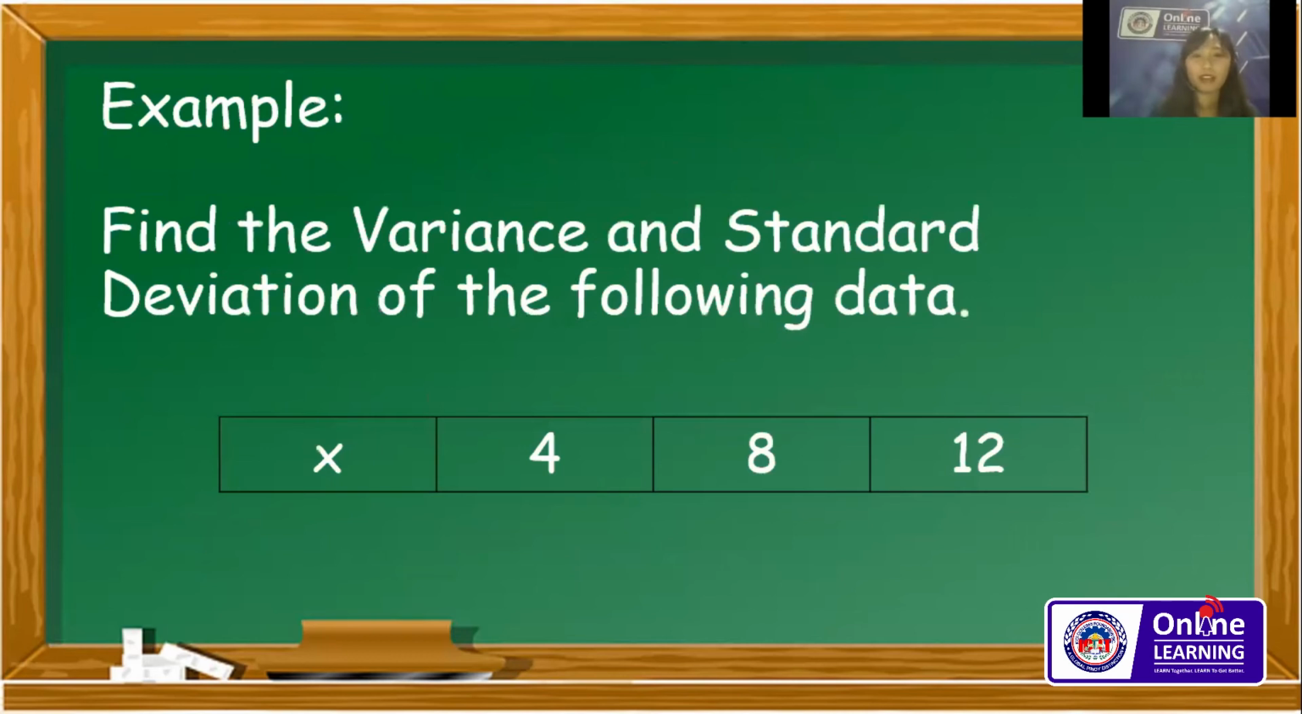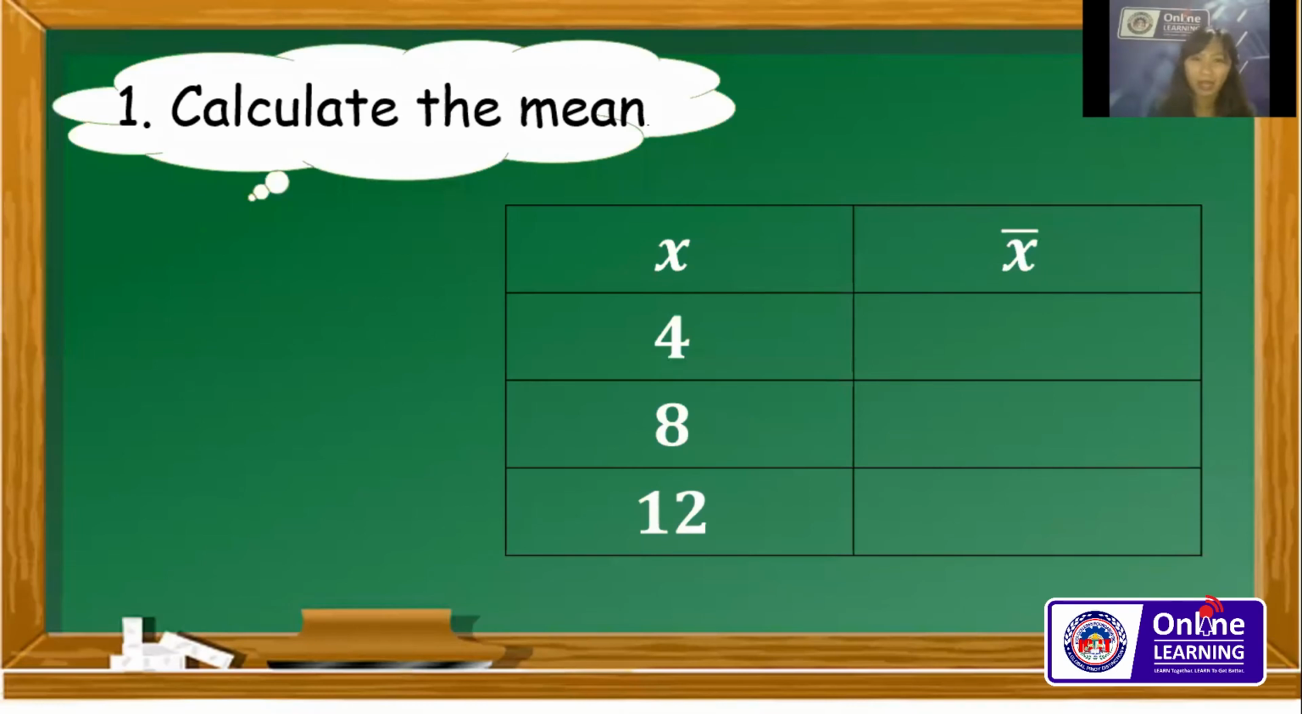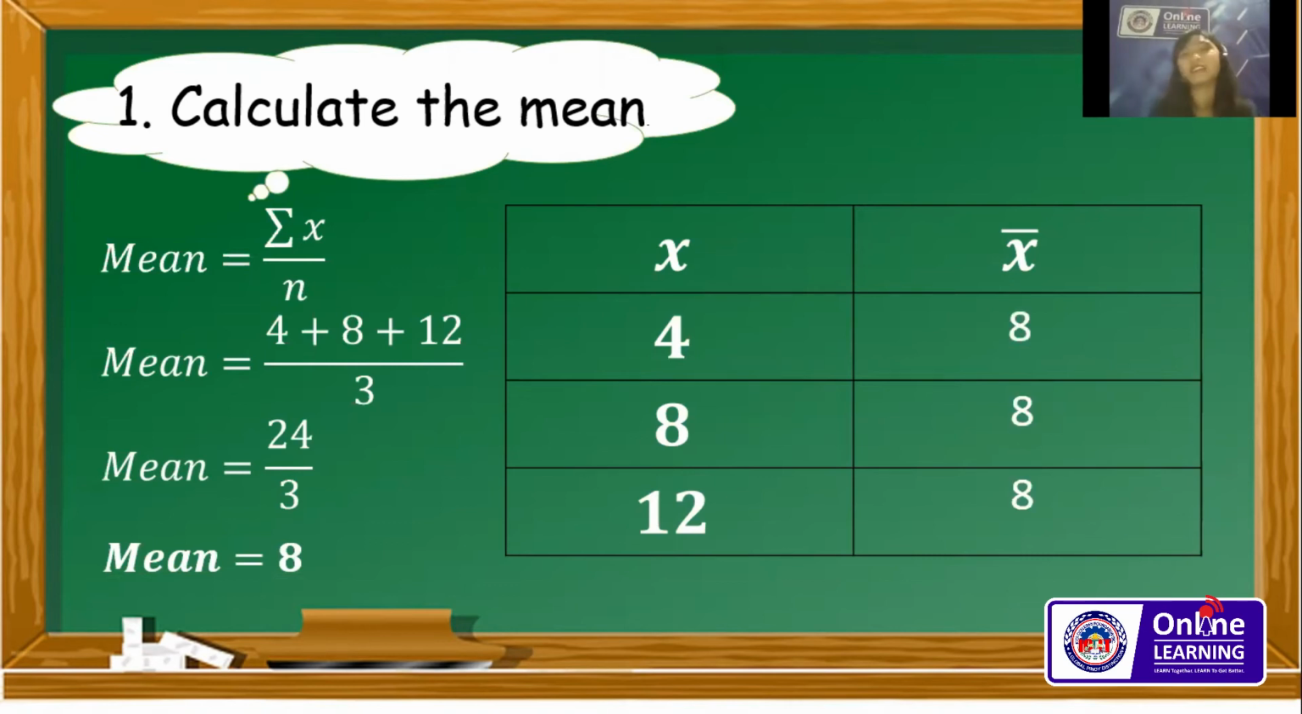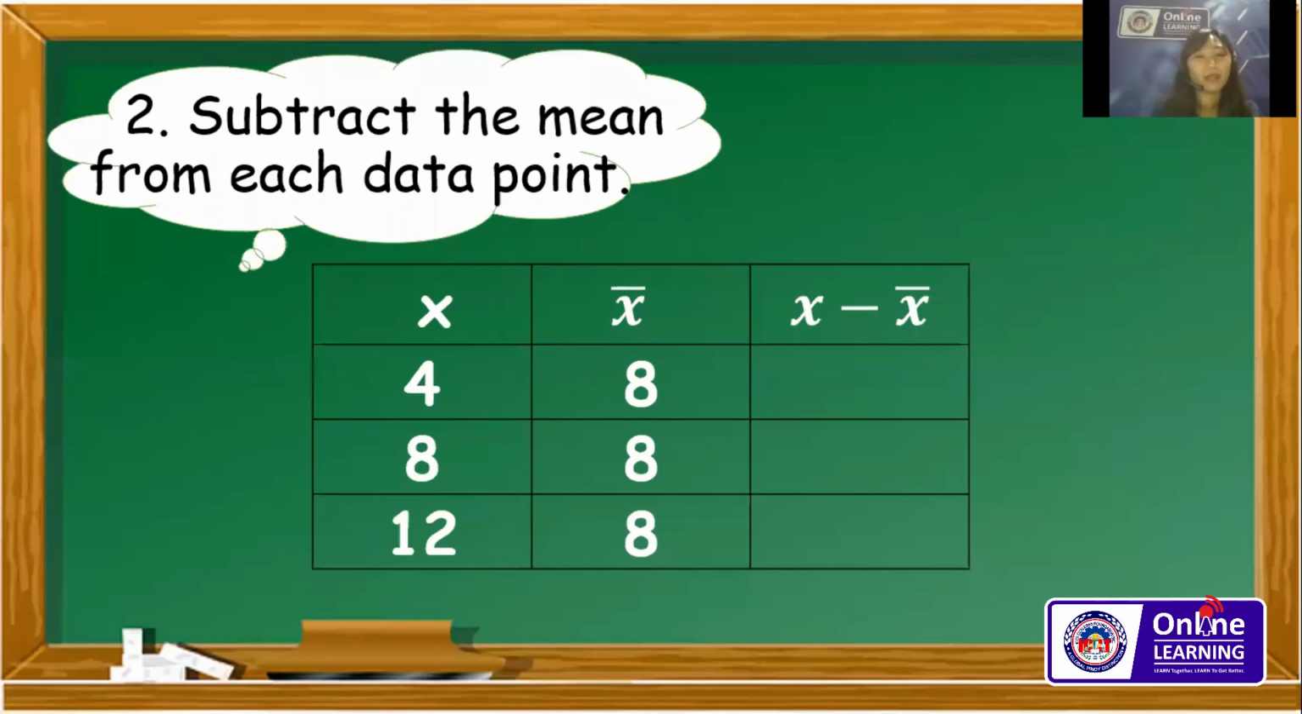Okay, for example, if we have data 4, 8, and 12, first is we have to calculate the mean. How do we get the mean? By adding all the data and then dividing by how many there are. So since our data is 4, 8, and 12, 4 plus 8 plus 12 is equal to 24, and then divided by 3, the number of the data, and our mean is 8. So we have to write the mean to the second column of the table. So 8.